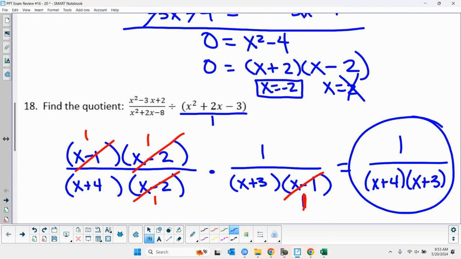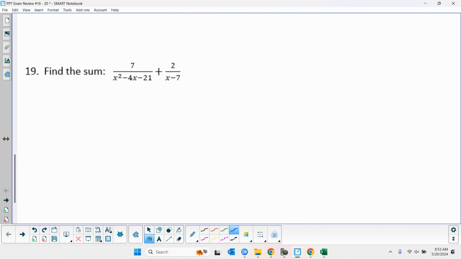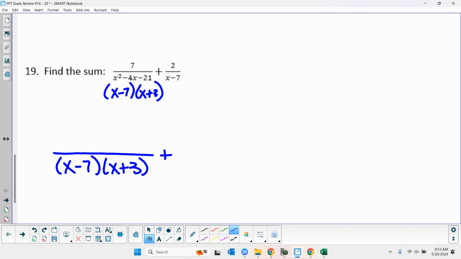Number 19 is an addition problem. Before you can add two fractions, you have to have a common denominator. This denominator we need to factor first, and it factors into x minus 7 and x plus 3. So that's my common denominator. Whatever shows up, I write down. I see an x minus 7. I see an x plus 3. I see an x minus 7 again. I don't have to write it twice. So there's my common denominator.